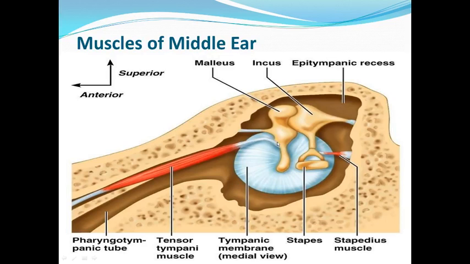Yes, and then it passes from this processus cochleariformis laterally and crosses the tympanic cavity to be inserted into the handle of the malleus. Yes, this is the malleus and this is the handle of the malleus, and you can see the tendon of the tensor tympani muscle is inserted into this handle of the malleus.